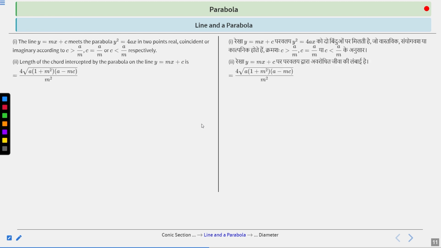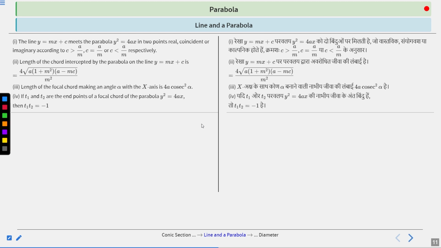The length of the chord intercepted by the parabola on the line y = mx + c is (4/m²) times √(a(1 + m²)(a − mc)). Got it? The length of a focal chord making an angle α with the x-axis is 4a cosec²α. You have to remember. Clear?